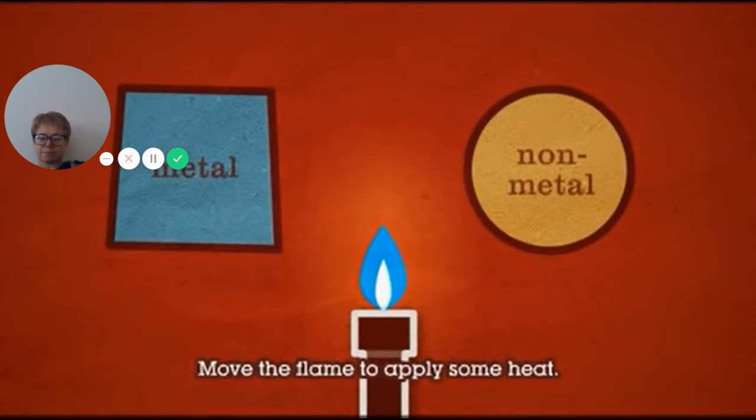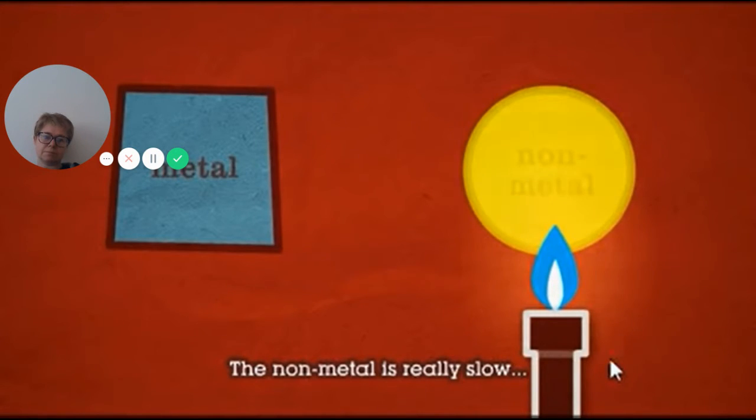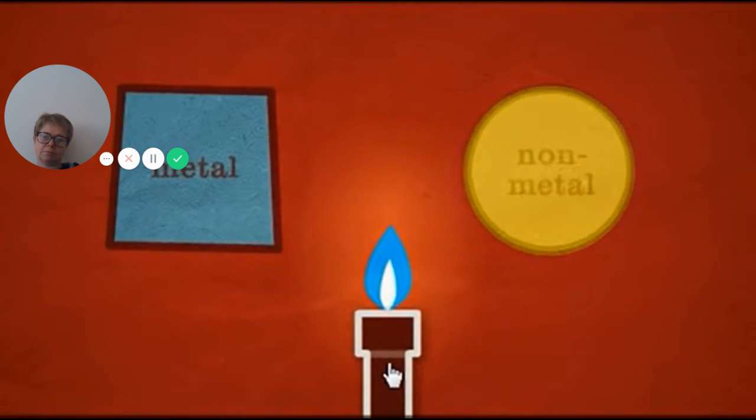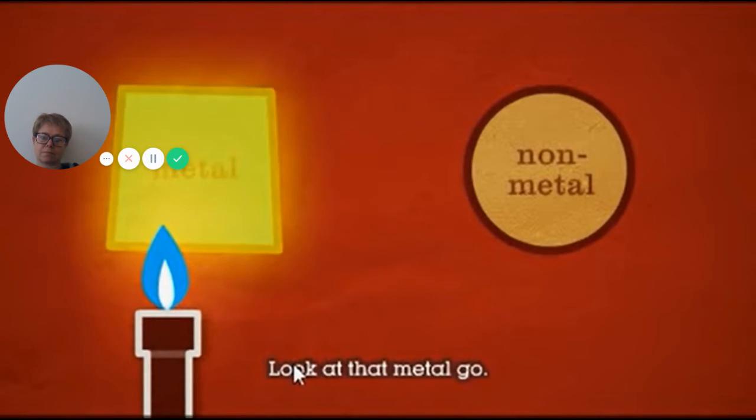Move the flame to apply some heat. The non-metal is really slow to heat up and cool down. Look at that metal go. Metals heat quickly, glow, and also cool quickly.